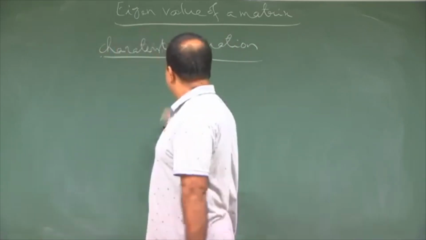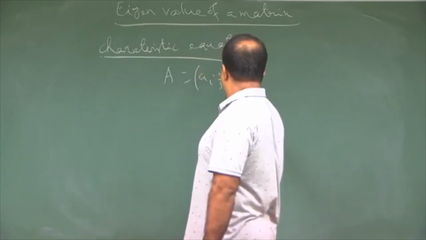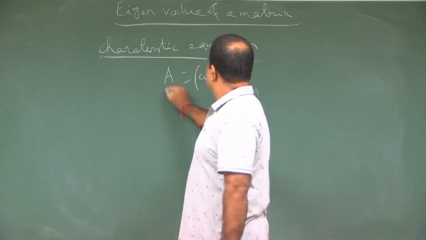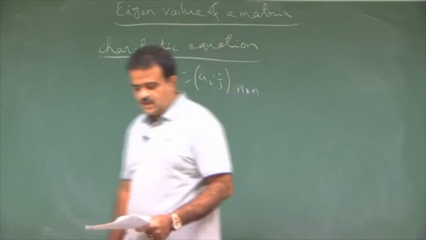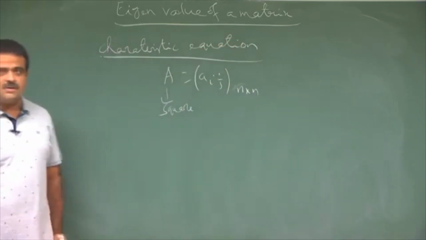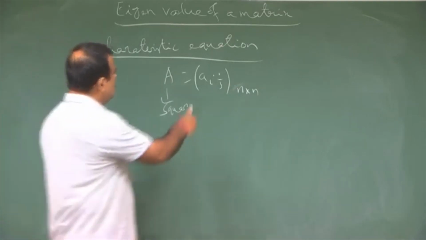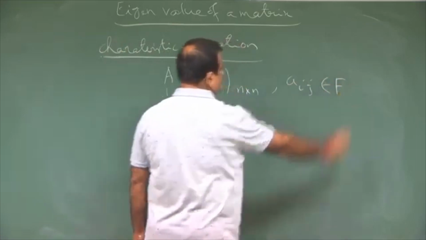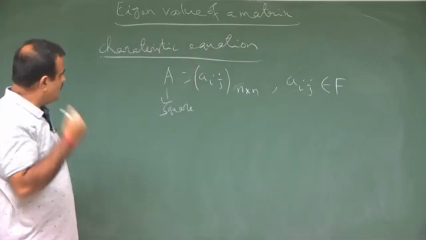Suppose we have a matrix A, which is a_ij. This is a square matrix, n cross n matrix. So A has to be a square matrix. And these entries are coming from a field, which could be the real field, but in general it is a field F.